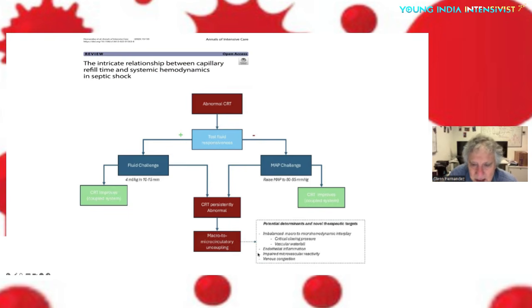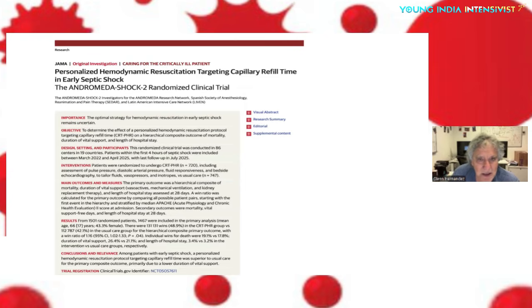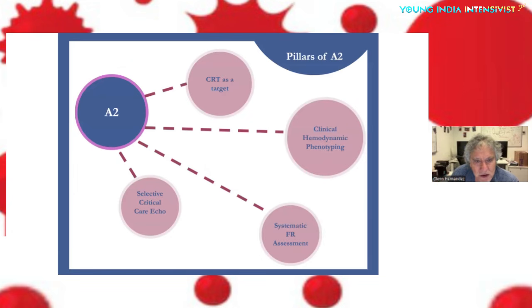And there are many possible explanations which are difficult to assess and difficult to treat, related to inflammation, to the interplay between micro-hemodynamics, etc. Very difficult to modify. But there is a variable here, venous congestion. You have to assess venous congestion, because if the patient is congested, you have to treat this and maybe you get reperfusion. There are studies underway with this. And these are the principles that we applied in the Andromeda shock study.